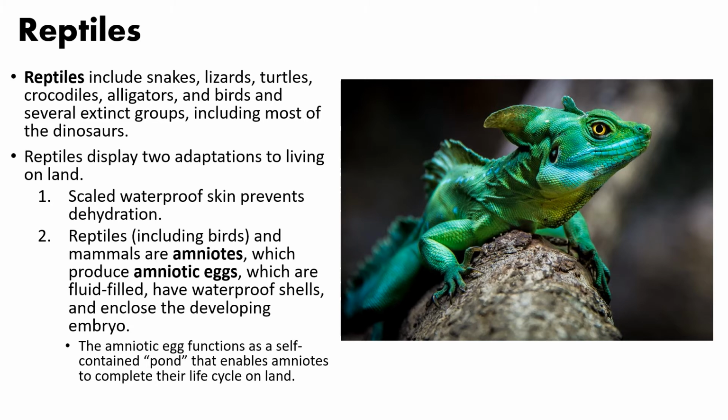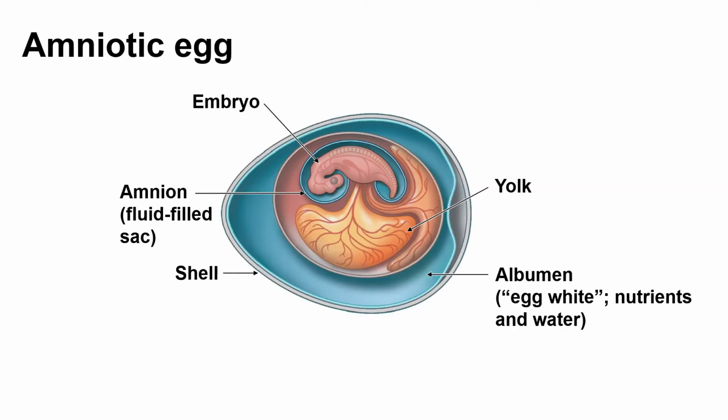stage on land. So here we have an amniotic egg, and it's going to have an outer structure called the shell that's going to help make sure the egg doesn't dehydrate. There's going to be albumin, which is the egg white that's going to be nutrients and water, a yolk, and also an amnion-filled sac around the embryo, all helping protect the embryo so that it can develop into whatever it's going to become. So if it's going to be a chicken, you can have a little baby chick, or if it's going to be a snake, that will then develop.